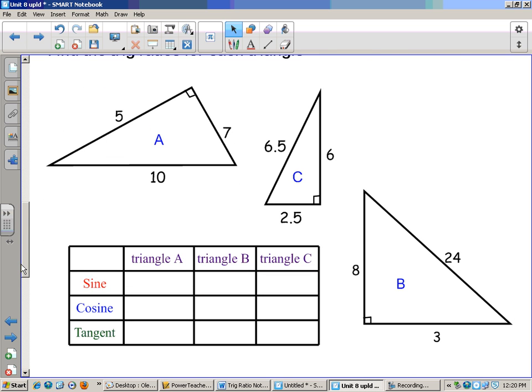So let's just quickly review one of these. If we call that theta, what is the sine of theta? Laura, first of all, what's the ratio? Sine is SOHCAHTOA. Opposite over hypotenuse.